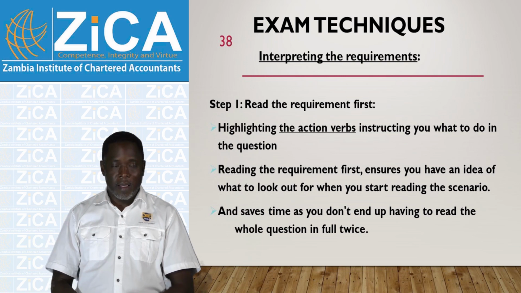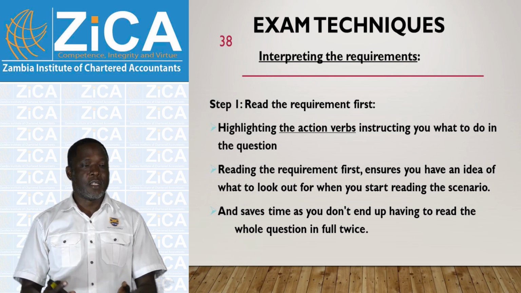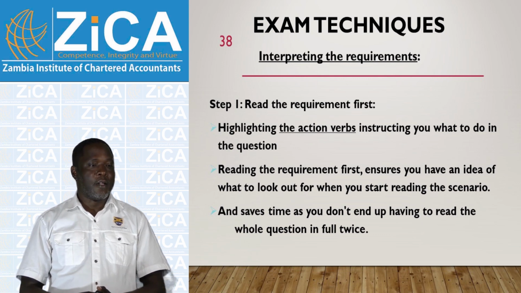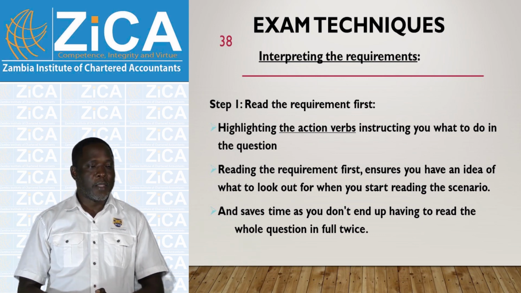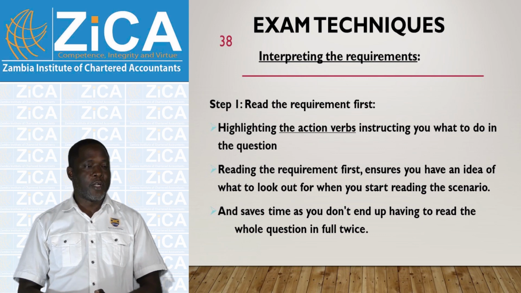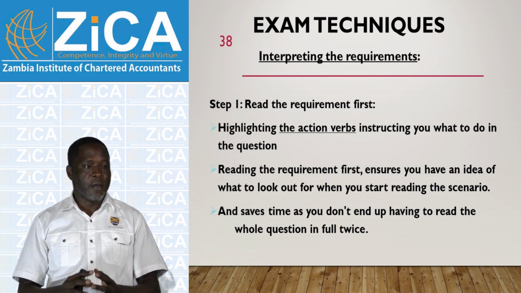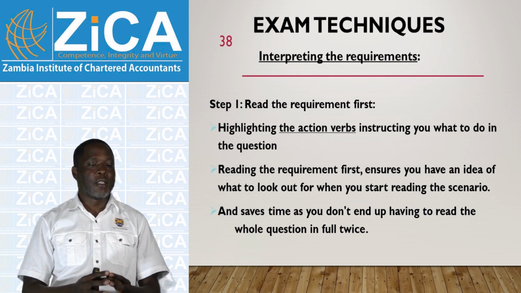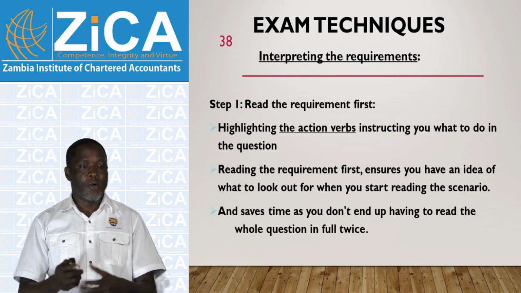Then you must also pay specific attention to the active verbs, because the active verbs give you the instructions. They are the ones which indicate what you are commanded to do, what you are required to do in the question. Then time allocation, time management is important, and one technique which will help you manage time is to take note of the marks awarded for each question and the allocation of marks between different requirements within a question, so that you avoid the mistake of spending too much time on a question which has very few marks.